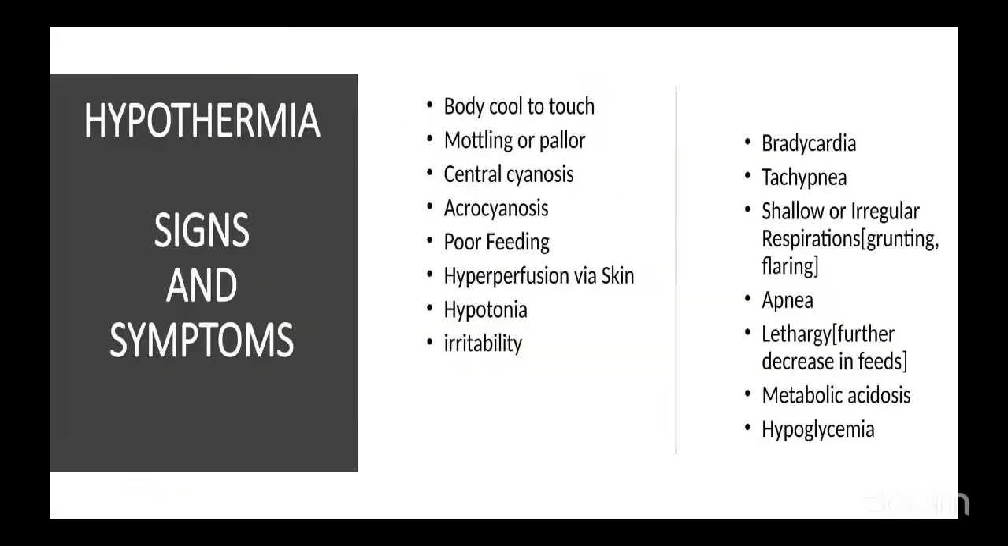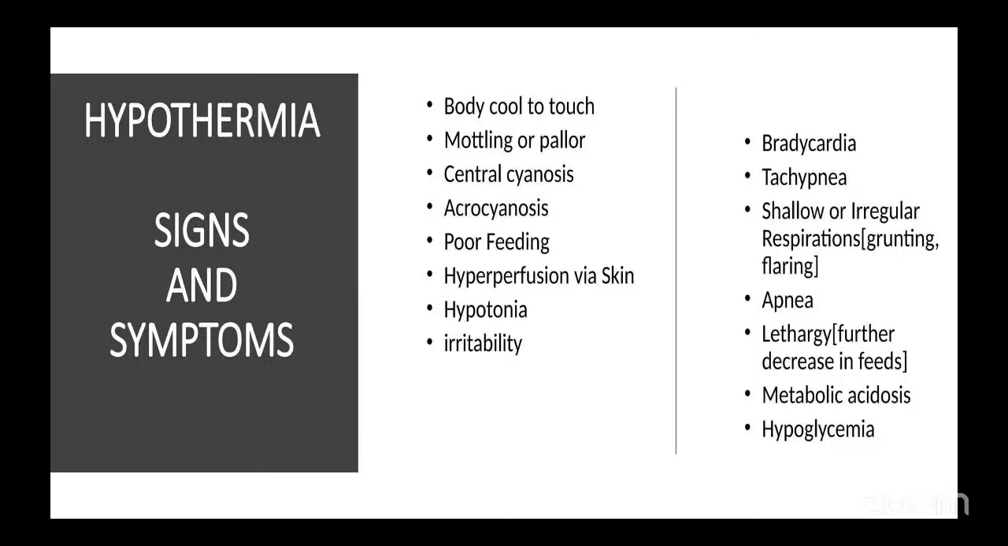So what are the signs and symptoms of hypothermia in babies? As we know, the body may be cool to touch, and the baby may have mottling or may look pale. There may be central cyanosis or peripheral cyanosis. The baby may have problems with feeding and hypoperfusion via the skin, and may be hypotonic and irritable.